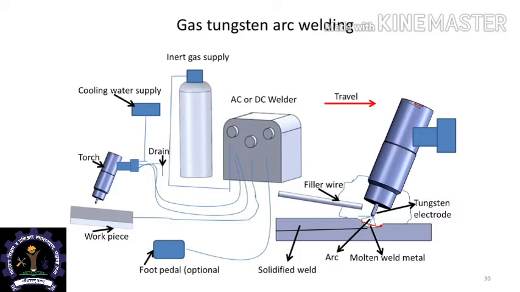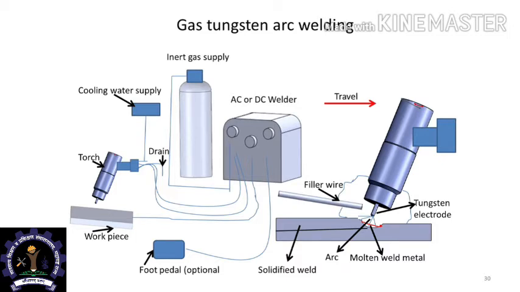You can see that the welding setup contains a workpiece and a torch. The torch is connected to the power supply, and there is also an inert gas supply to the torch. The tungsten is usually picked as a thoriated tungsten, so that the electrode can withstand high amounts of current, and it is also not consumable, and the electrode is connected to the power supply.